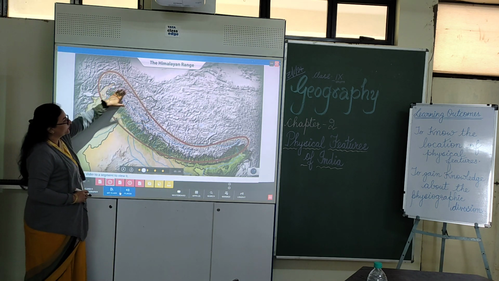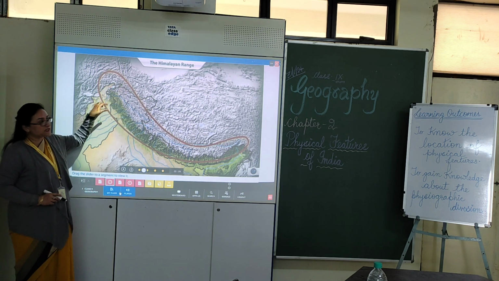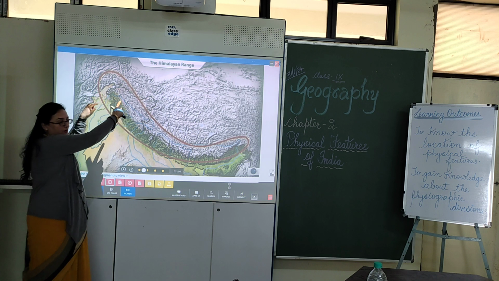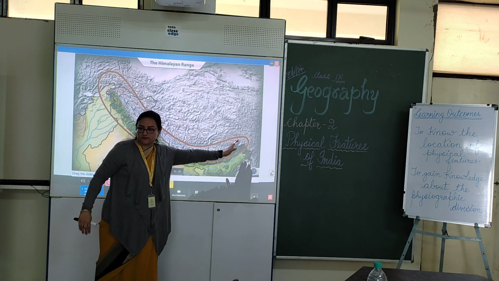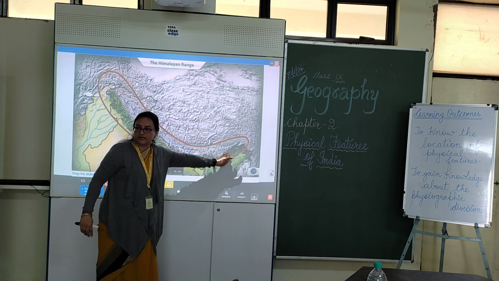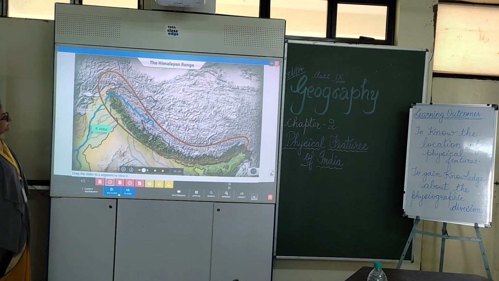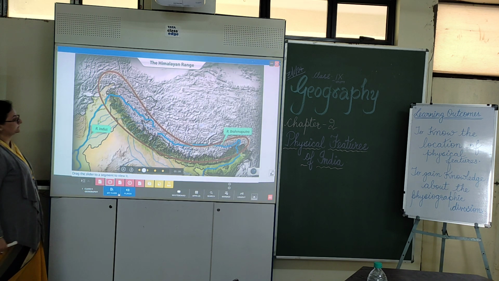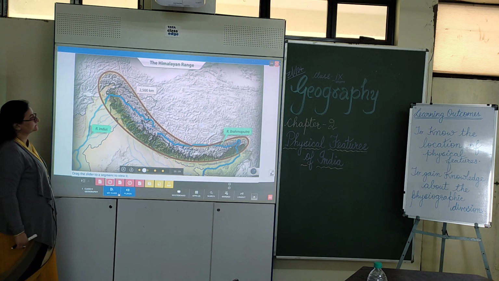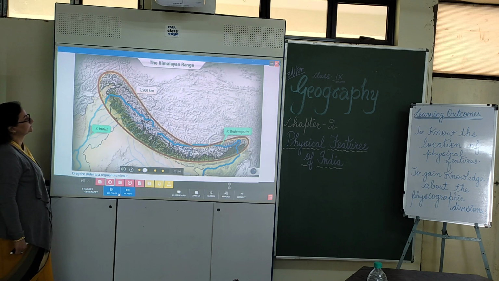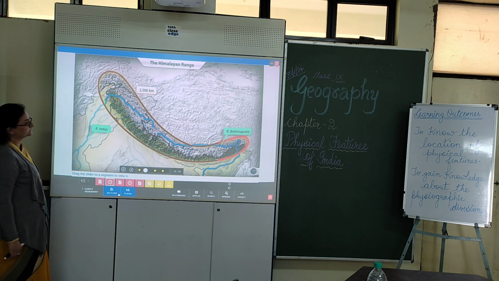Now if you see the width, from this northern region it is roughly 450 kilometers in width, and as you go towards the east the width will decrease and will be roughly around 150 kilometers. The stretch from the Indus River Valley to the Brahmaputra River Valley is approximately 2,500 kilometers. Clear? Yes, ma'am. In terms of width, the mountain range is wider near the Indus River Valley but narrows down towards the eastern end.